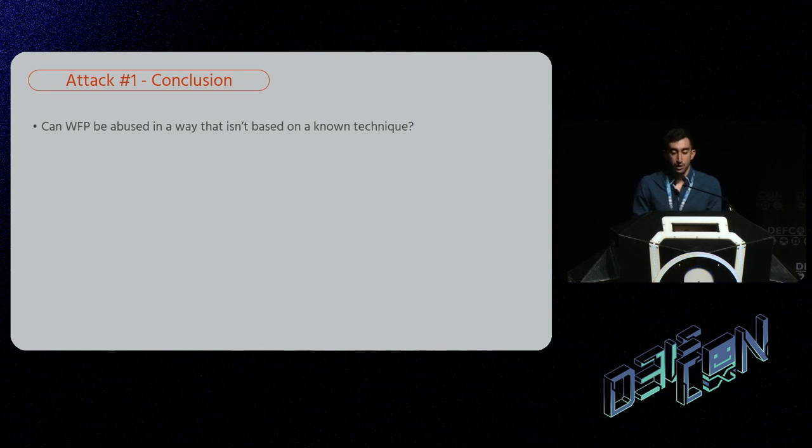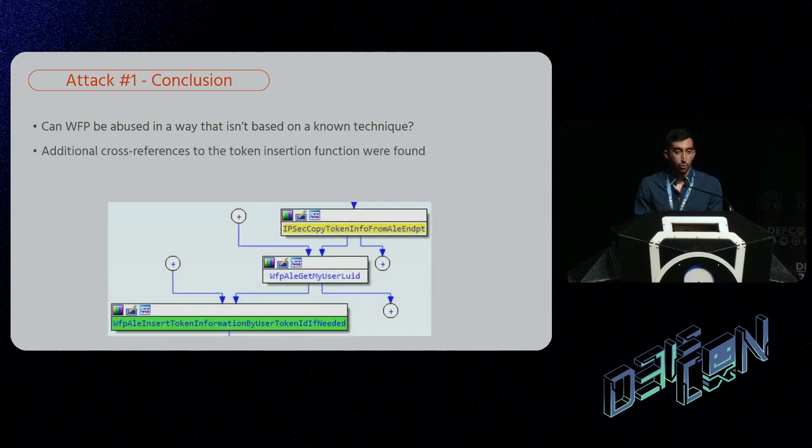At this point, I was happy. I found a new privilege escalation technique, but it was based on a known one. I wanted to find something truly novel, something that would be accepted to DEF CON. So I looked for additional cross-references to the token insertion function, and I found one that is related to IPsec. So maybe using IPsec will insert the token.